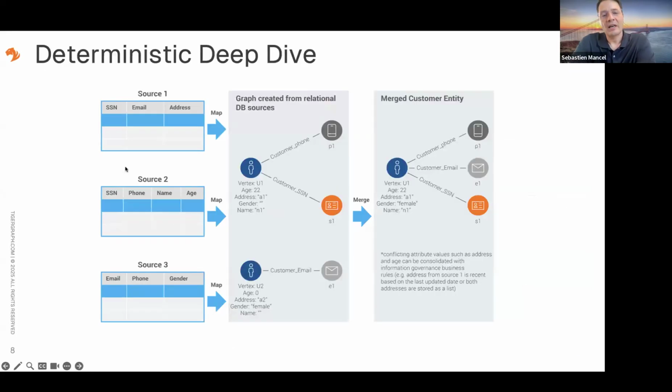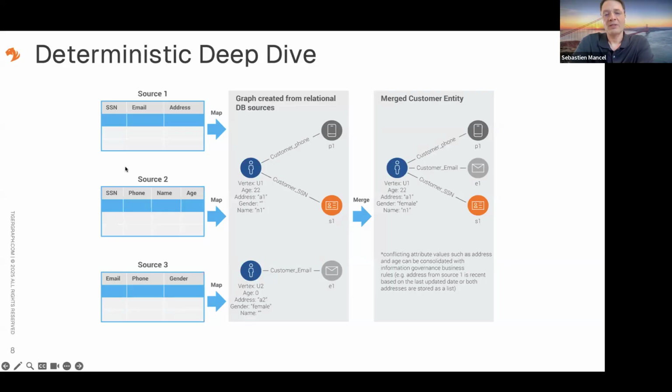All right, so this slide takes us a level deeper into how deterministic matching works and how Graph can enhance it. On the left-hand side, you see three different source systems. One has Social Security, email, and address. Another has Social Security, phone, name, and age. And a third has email, phone, and gender. So individually, none of these sources give you the full customer picture.